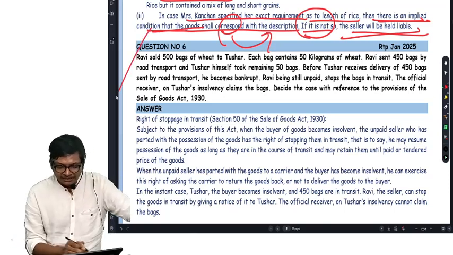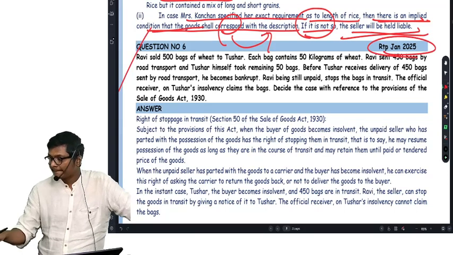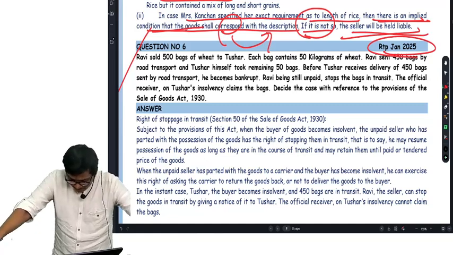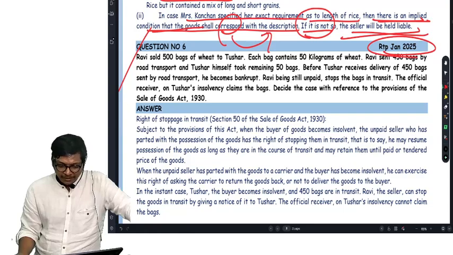Next, again, first 6 questions are RTP, Jan 25. Yes, Kirtika, ask your doubt. Sir, let the buyer beware, we can also write. No, here, where will let the buyer beware come?